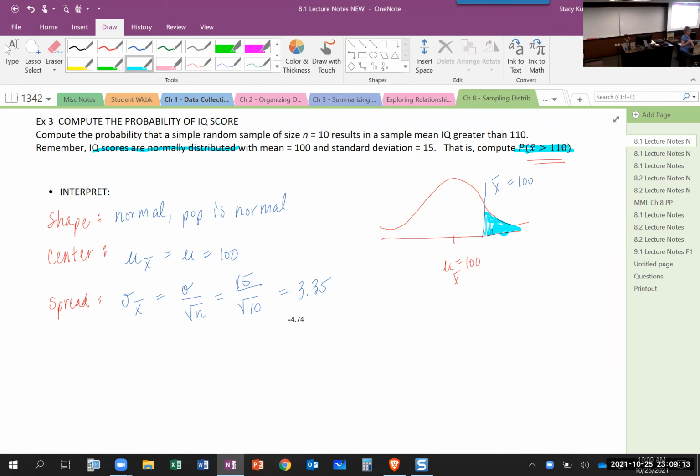What is the likelihood that if I were to now go out and sample, I would have a mean from my individual sampling group, what's the likelihood that my individual sampling group has a sample mean greater than 110? And how do we find that? This is a normal distribution and I'm asking for the calculation based on a normal distribution. What calculator did we use for that? The normal calculator, right?